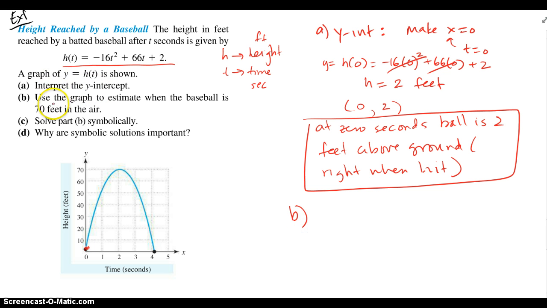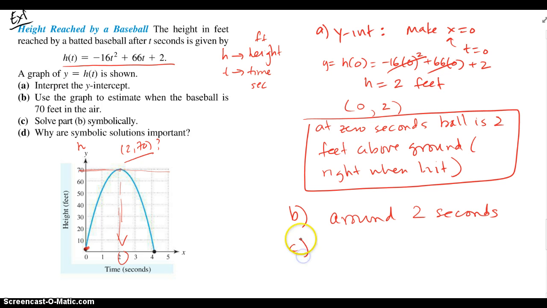Part B says, use the graph to estimate when the baseball is 70 feet in the air. Well, this is the height, and 70 feet is right here, so when is the ball 70 feet up in the air? It looks like maybe around 2 seconds. Based on the graph, it's 70 feet up. It looks like maybe (2, 70) would be an ordered pair here. So when is the ball 70 feet above the ground? Maybe around 2 seconds would be our guess by looking at the graph.